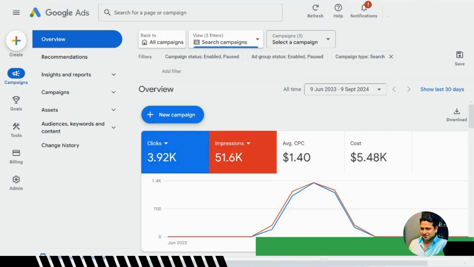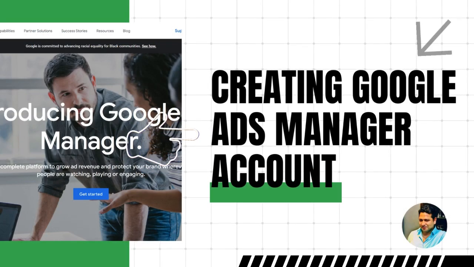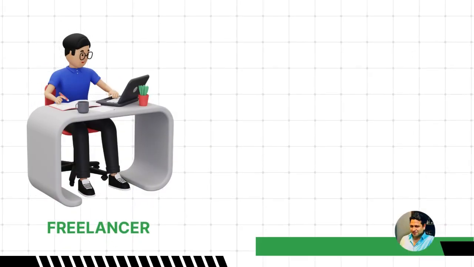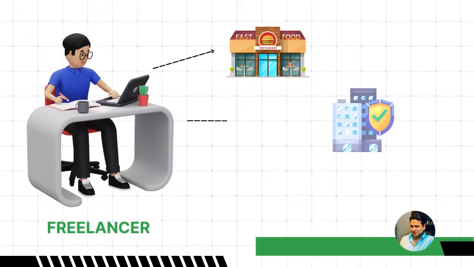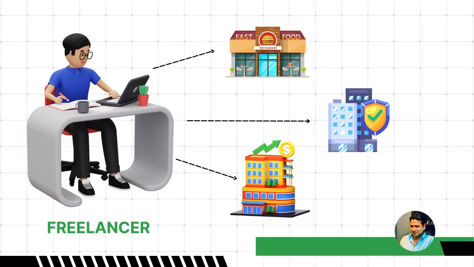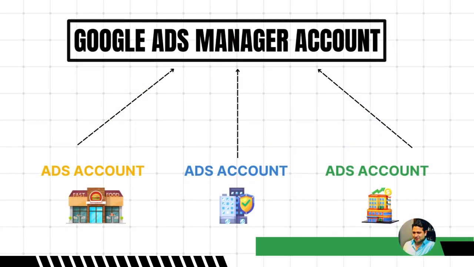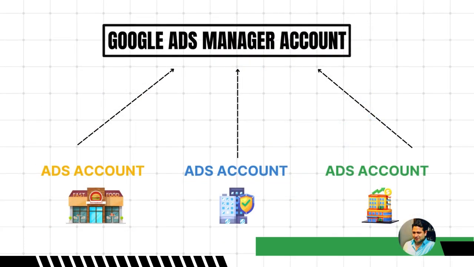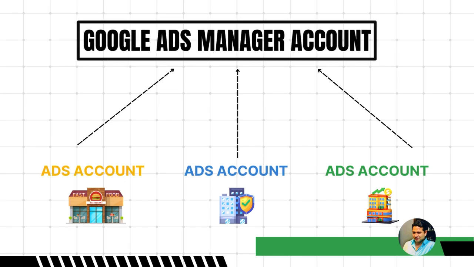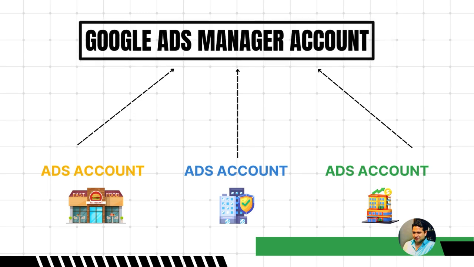Since this is a professional course, I also want to introduce you to the Google Ads Manager account. To understand this, let's consider an example. Suppose you're a freelancer with 3 different clients: a restaurant, an insurance company, and a finance company. For data privacy and to avoid errors, it's best practice to create separate Google Ads accounts for each client. This way, you can manage separate budgets and keep their data distinct. You can create multiple Google Ads accounts linked to your Google Ads Manager account. To add these accounts, simply click Add and follow the instructions.